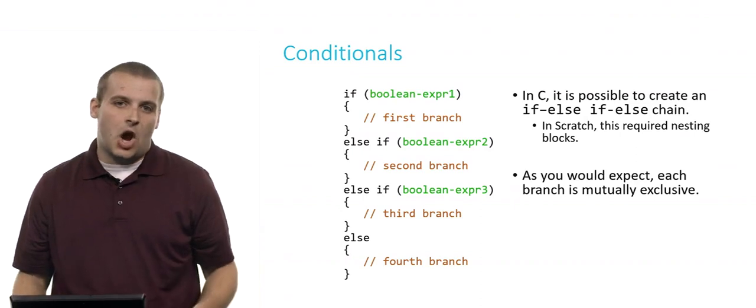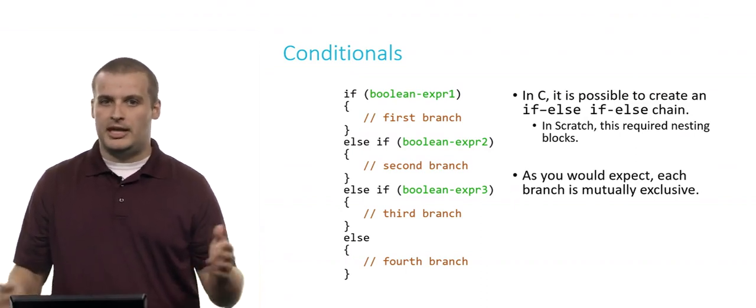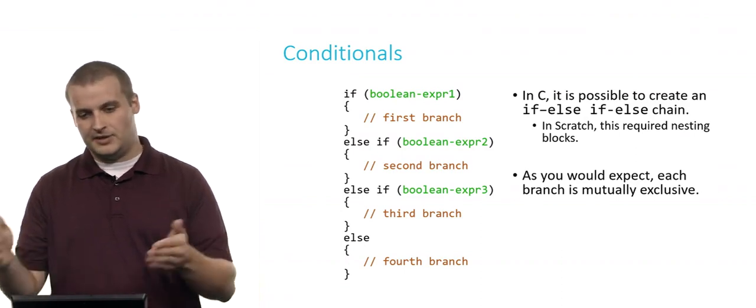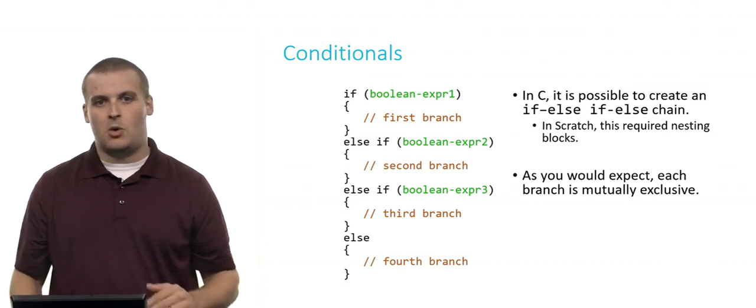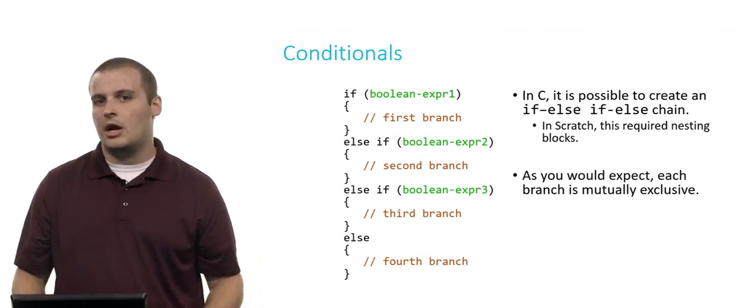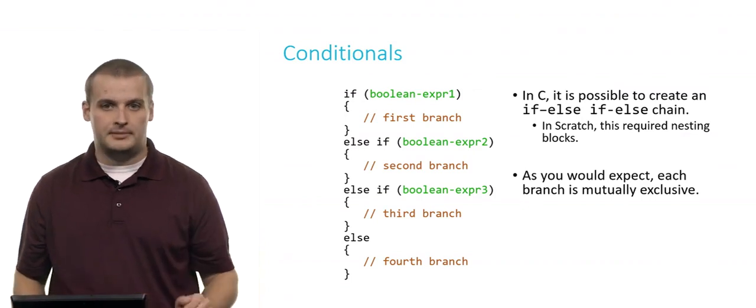Again, as you might expect, all of these branches are mutually exclusive. You can only ever go down one of the branches. If this is true, otherwise if this is true, otherwise if this is true, otherwise do this. So all four of the branches in this example are mutually exclusive. It's an if, else chain.